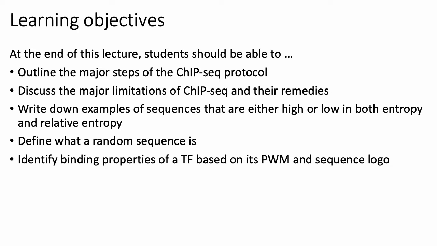And so there's going to be a certain amount of material related to measuring how much information there is in an alignment. How do we measure information, and how do we use that to describe the binding preferences of a TF?